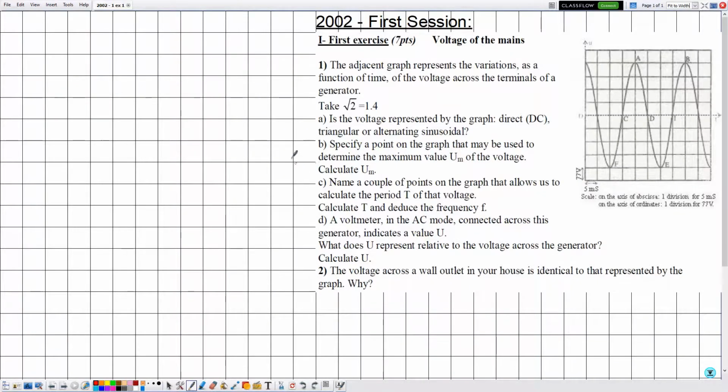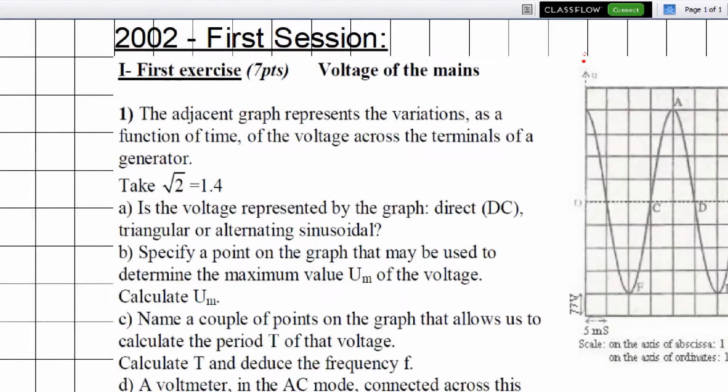Okay, hello everyone. In a new video, we are going to solve an exercise related to electricity in the chapters of AC voltage and the voltage of the mains. This exercise was in the brevet exams in 2002, first session, first exercise. The title of this exercise is voltage of the mains.